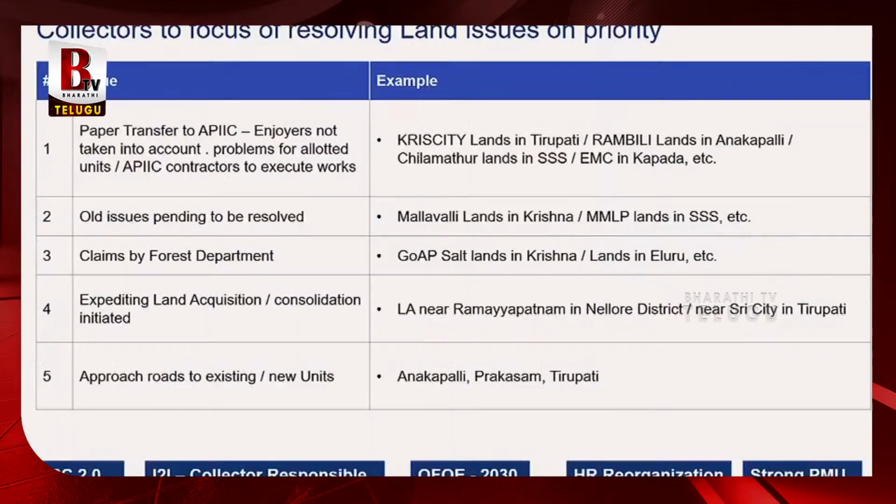There are small parcels of land of 1 or 2 acres. There are some big acreages like City lands in Tirupati, Rambilli lands in Anakapalli, Chilamathur lands in Sri Sathya Sai district, EMC lands in Kadapa. I have already talked to individuals also. Some of the proposals from Tirupati have come here to the CCLA office, and from there they went to the Revenue Department also. Similarly, there are certain old issues pending. Please go into the details and try to solve them.